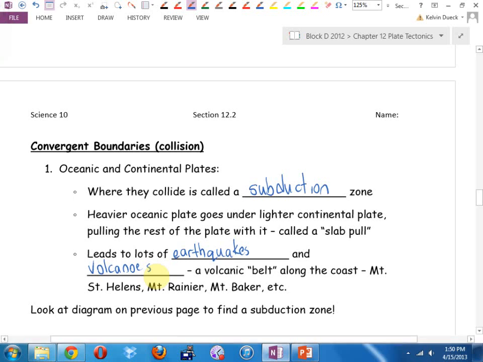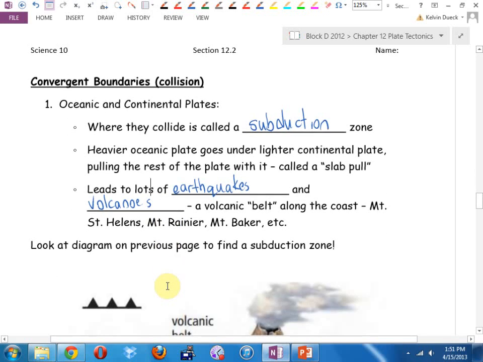For example, there is a volcanic belt. We are part of a subduction zone. The west coast of North America has a subduction zone, and there is a volcanic belt right along the west coast of North America. Mount St. Helens, Mount Rainier. Mount Baker is an old volcano.